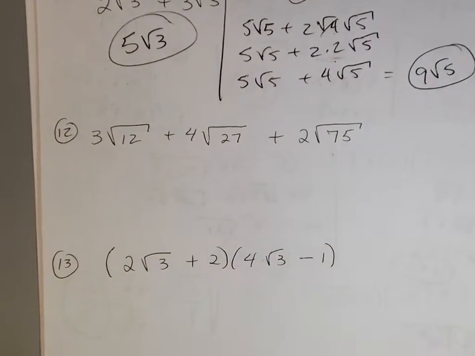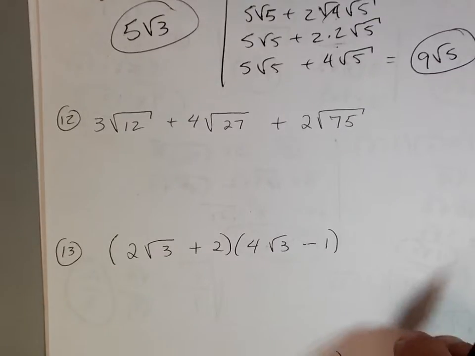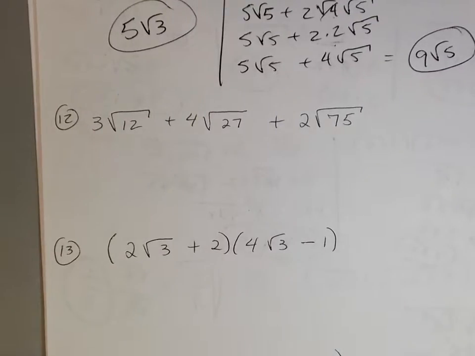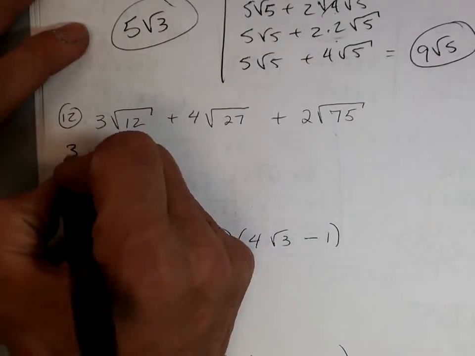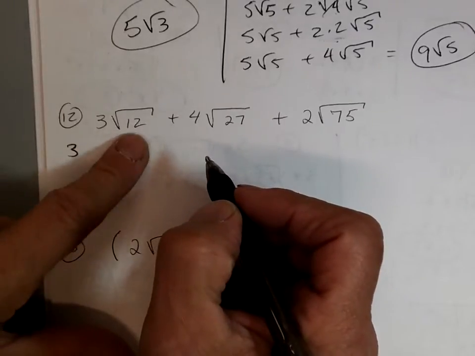All right, number 12. You can't add them because they're all different. But maybe we can do some reducing and maybe we can add them. So let's check. What do you know about 12? 4 and 3.